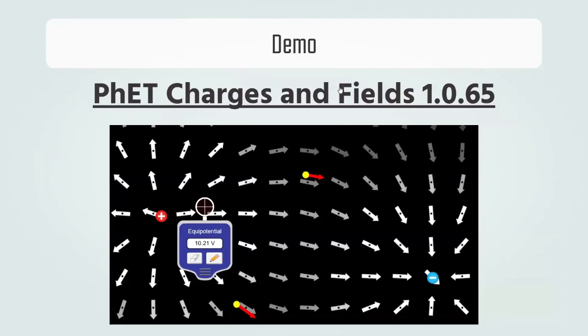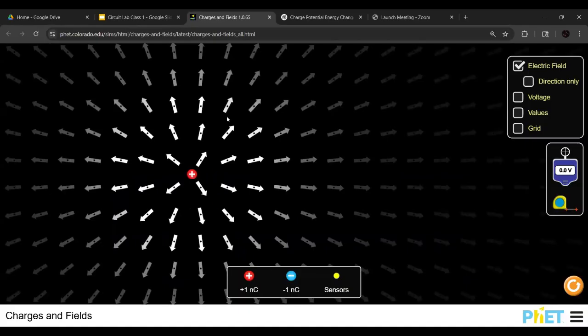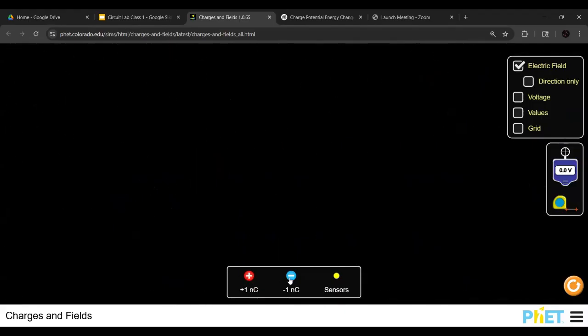Okay? So this is just a PhET demo, which I think really helps solidify these concepts. So first of all, we have a positive charge right here, just a single positive charge nailed to the table. Far away from the charge, I have low potential. As I get closer to the charge, my potential increases. You see that? Now, what if I put just a negative charge in there?